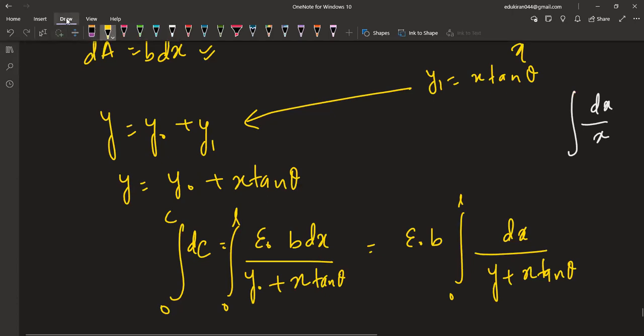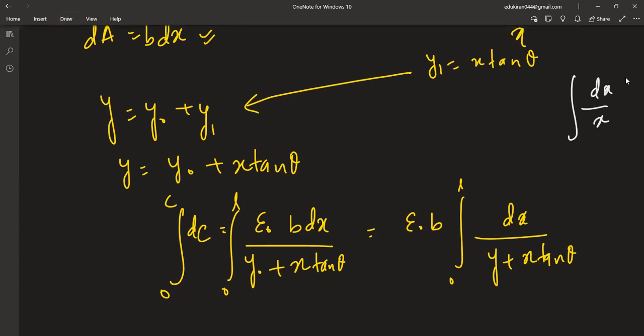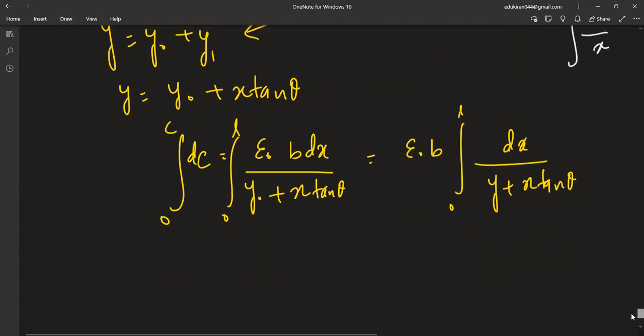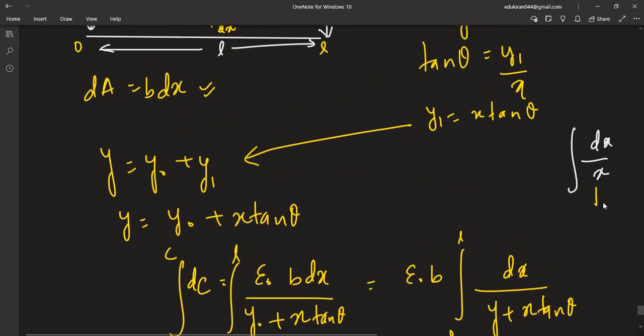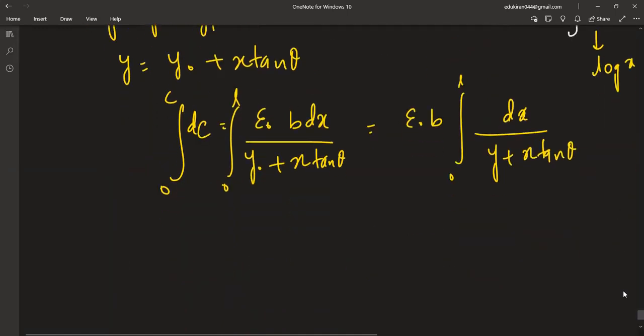Have you forgotten the rules of integration? Log. Yes or no? Yes, ma'am. Whenever you have integration of dx over x, this becomes log of x. And similarly, whenever you differentiate log of x, it becomes 1 over x. These are the two inverse operations that we use. So this is how you can further solve these questions.